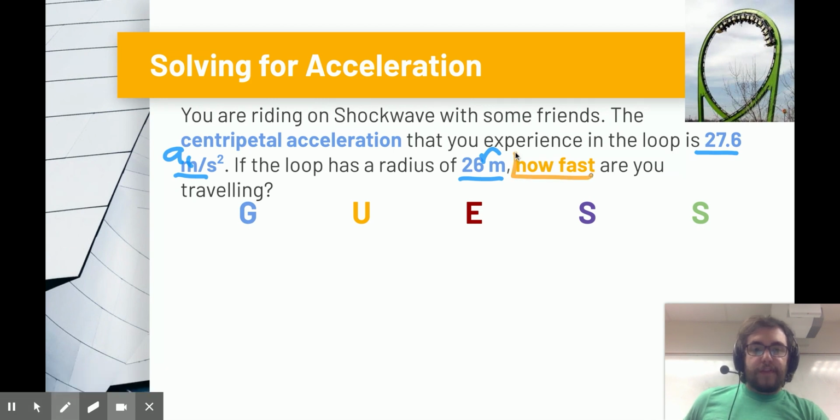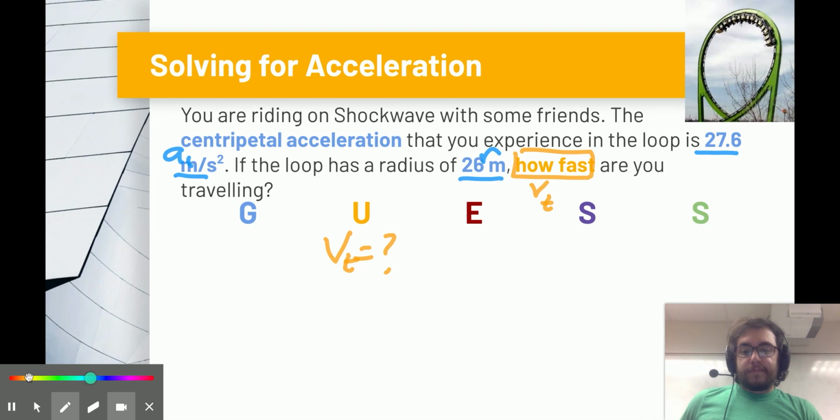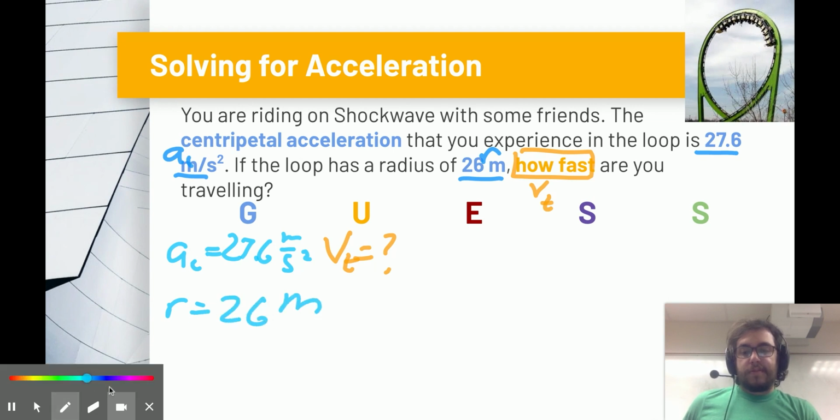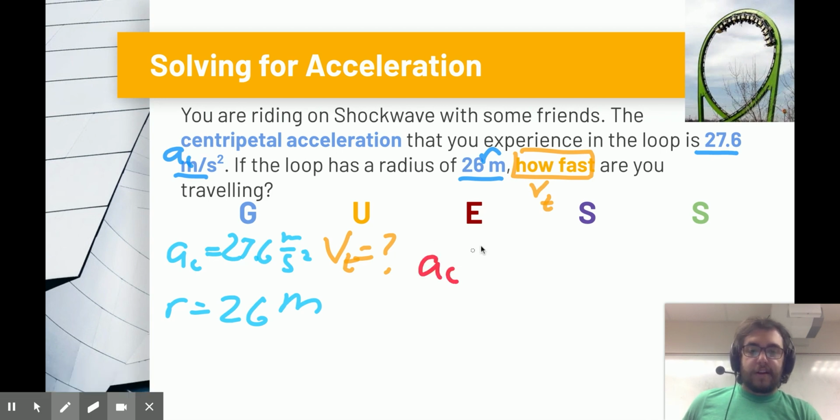How fast are you traveling? That means that is vt. Because we're traveling in a circle, that must mean vt, not any other type of v, okay? It needs to be consistent. So ac is equal to 27.6 meters per second squared. Our radius is equal to 26 meters. The only equation we know that has these 3 things exactly as they are is ac is equal to vt squared divided by r.